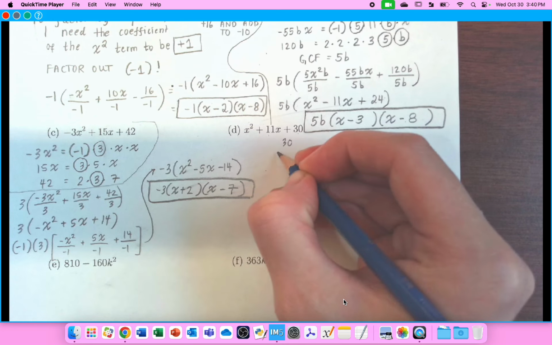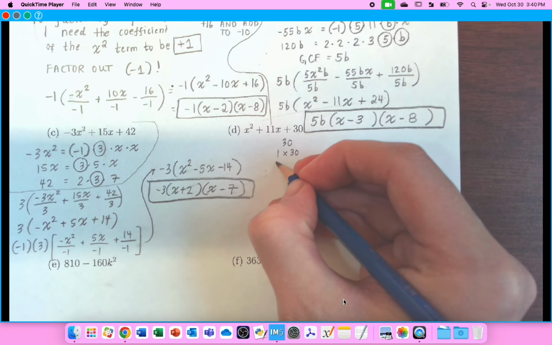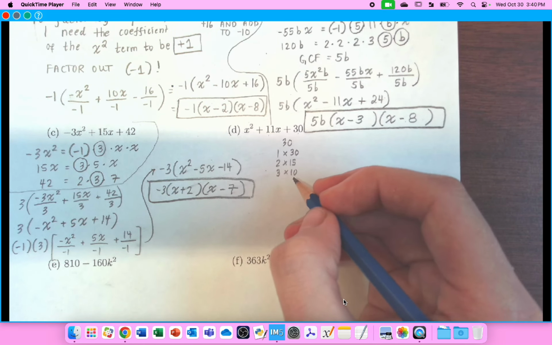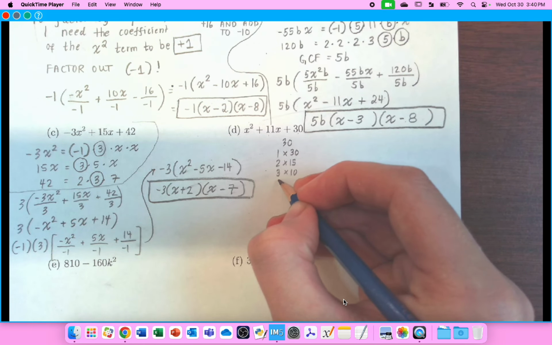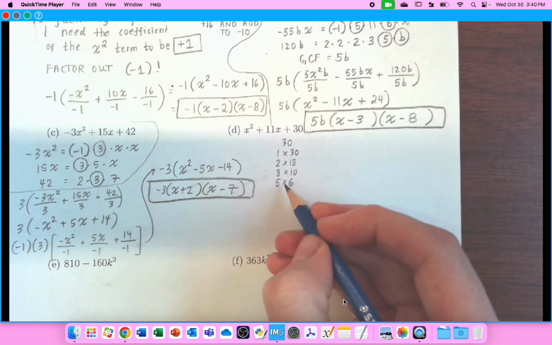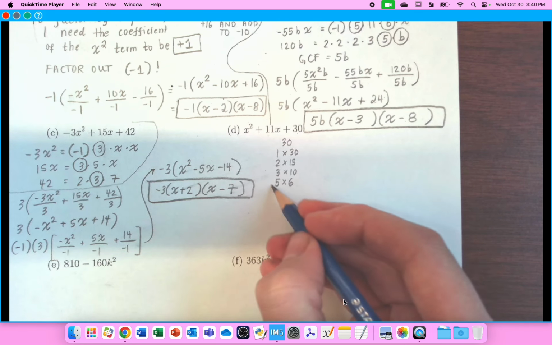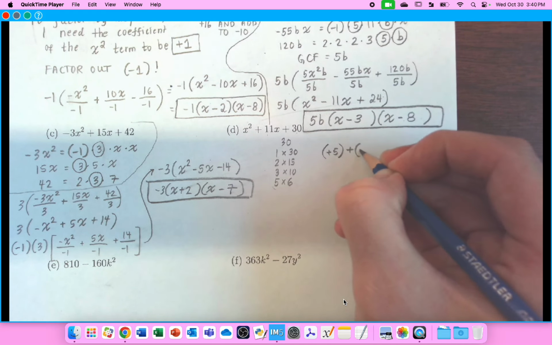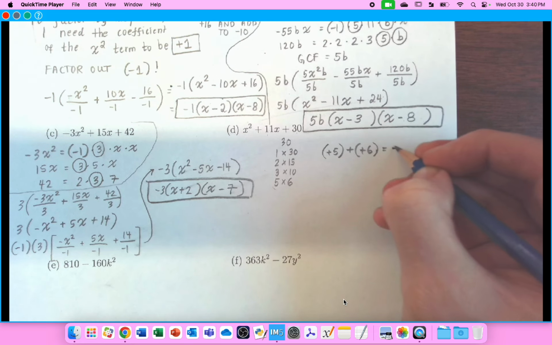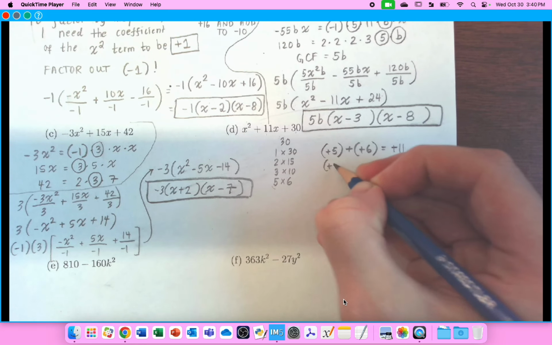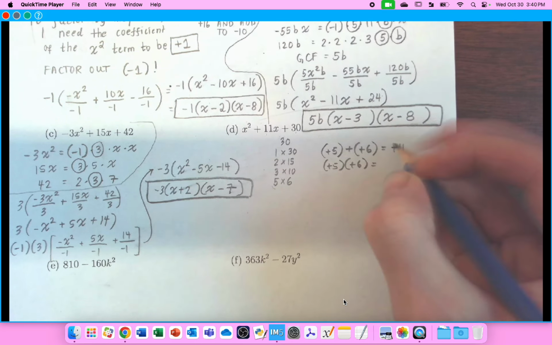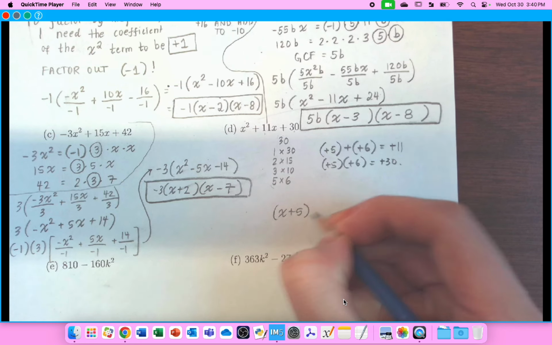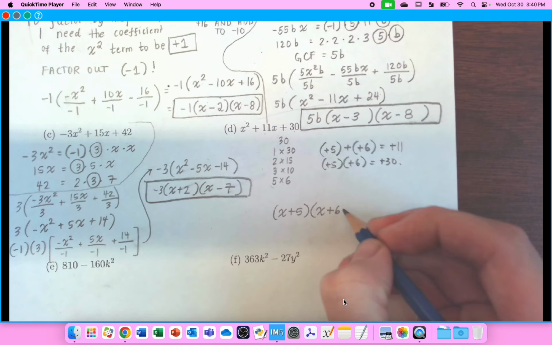Well, 30 can be 1 times 30, 2 times 15, 3 times 10, 4 times, that doesn't work, 5 times 6. Look at that. I know that's going to work because +5 plus +6 is +11, and at the same time, +5 times +6 is +30. So x plus 5, x plus 6.